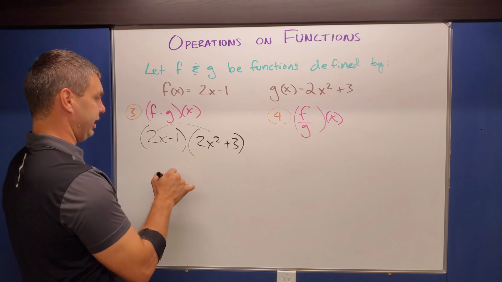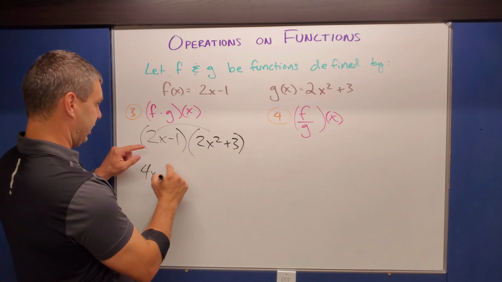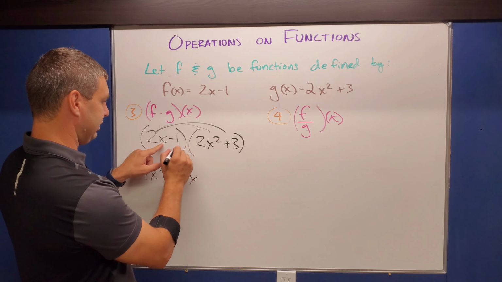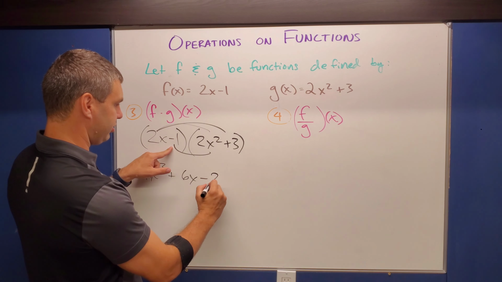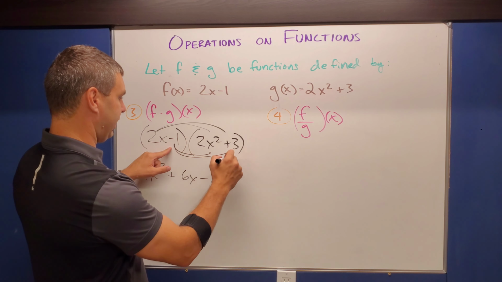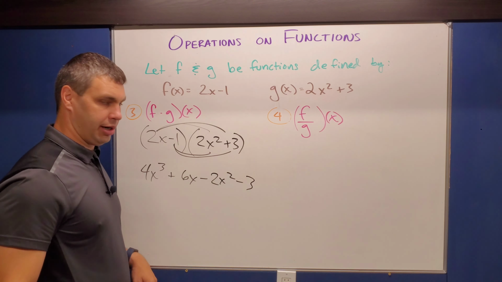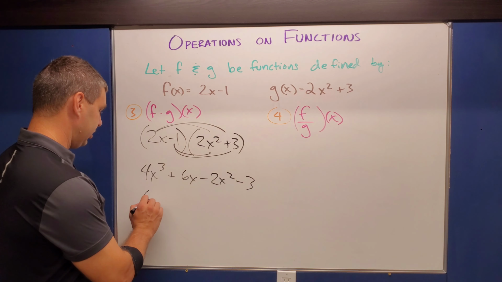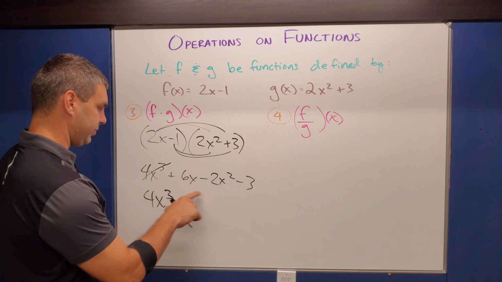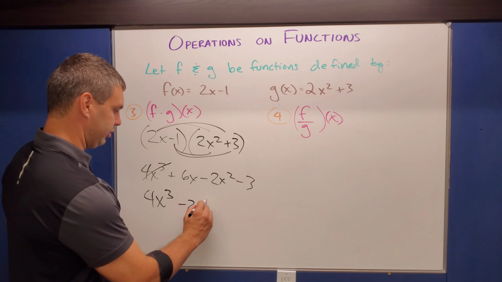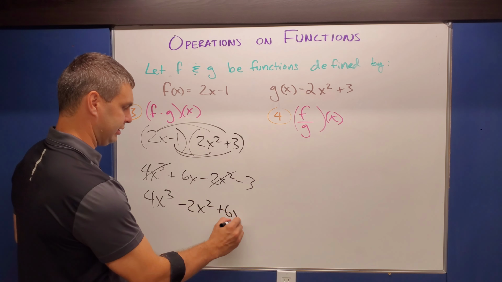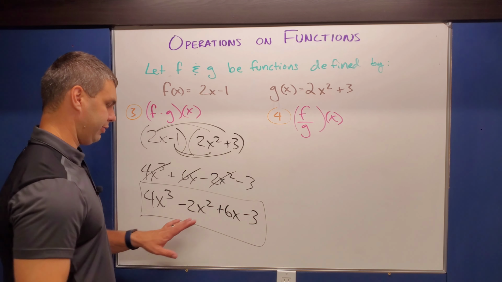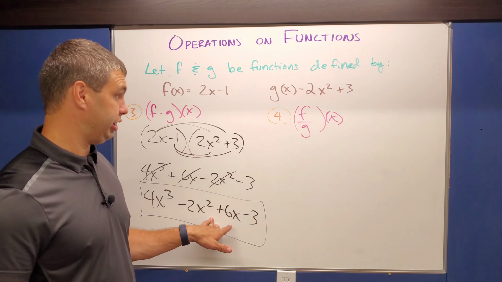First we have 4x to the third power. Outer is going to be plus 6x. Inner is going to be minus 2x squared. And then last is going to be a negative 3. Go ahead and put this in descending order as far as your exponents go. The largest one is a 3. So 4x to the third power minus 2x squared plus 6x. Then lastly, our constant is just minus 3. Okay, so I think that's what you get when you multiply F times G of X.